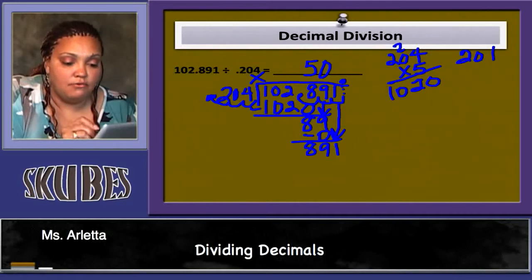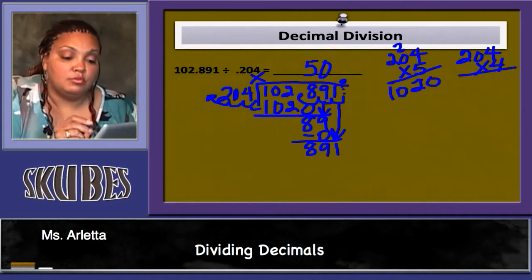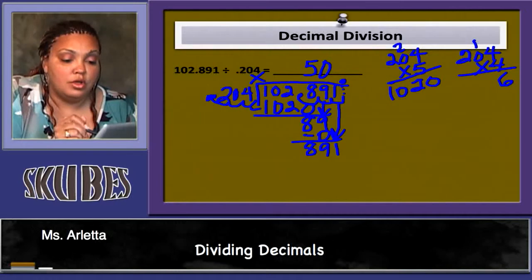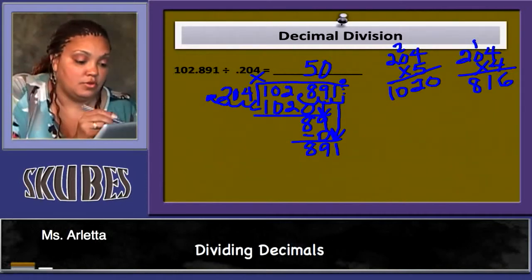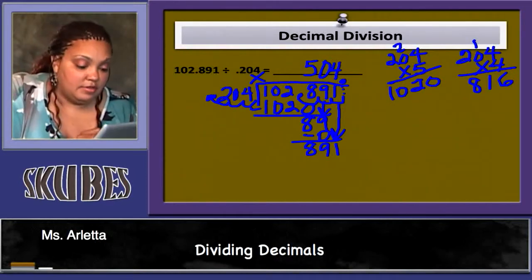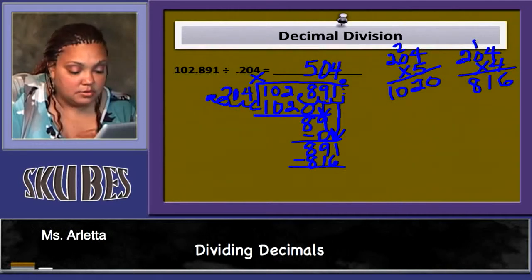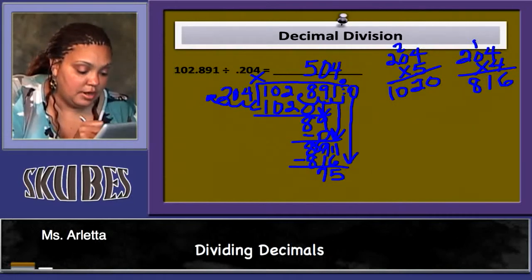Let's try 4 because 4 times 2 is 8. 4 times 4 is 16. Write down your 6, carry your 1. 4 times 0 is 0 plus 1 makes 1. And 4 times 2 is 8. We have 816, which is close enough to 891, so 4 would go right there above the 1. 4 times 204 is 816. Once we subtract, we have 11 minus 6 is 5. 8 minus 1 is 7. We will add a 0 as a placeholder and bring it down.